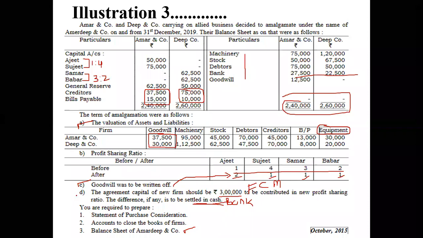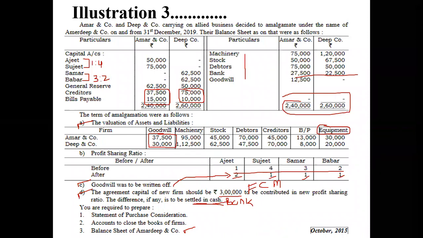Along with that, we also have to look at point number D, which says we have to carry a fixed capital to the balance sheet. Fixed capital how much? 3 lakh rupees, which is to be divided in the new profit sharing ratio. And if there is any difference in the settlement of partners account, that will be settled in cash. But here we don't have cash, so I have said we will settle in bank.